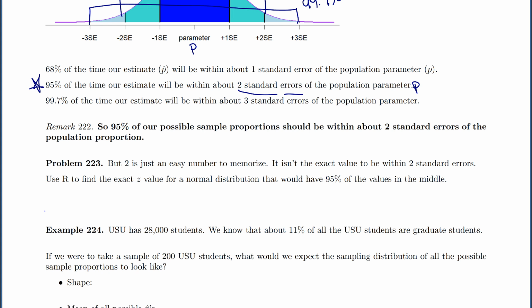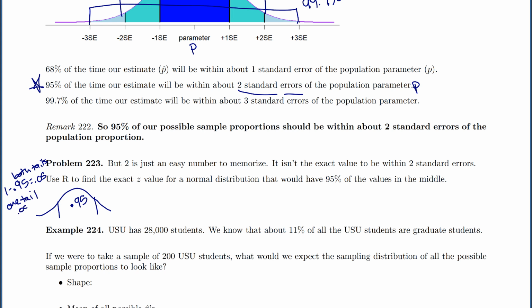So what would we have to put into R to do this? If I have a normal distribution and I want to have 95% in the middle, let's change that to decimal, 0.95 in the middle. How much would I have in each tail? If I do 1 minus 0.95, that gives me 0.05, but that would be both tails. And if I wanted to find one tail, I would divide that by 2.